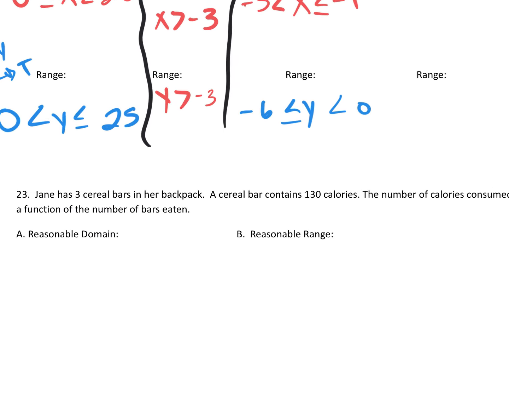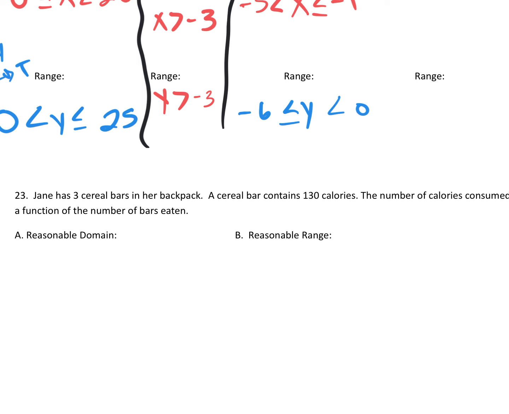And then we also have: Jane has 3 cereal bars in her backpack. A cereal bar contains 130 calories. The number of calories consumed is a function of the number of bars eaten. And then they want a reasonable domain and a reasonable range. And what does it mean by reasonable? It's just something that makes sense, right? So if I was eating these bars, how many calories would I gain?